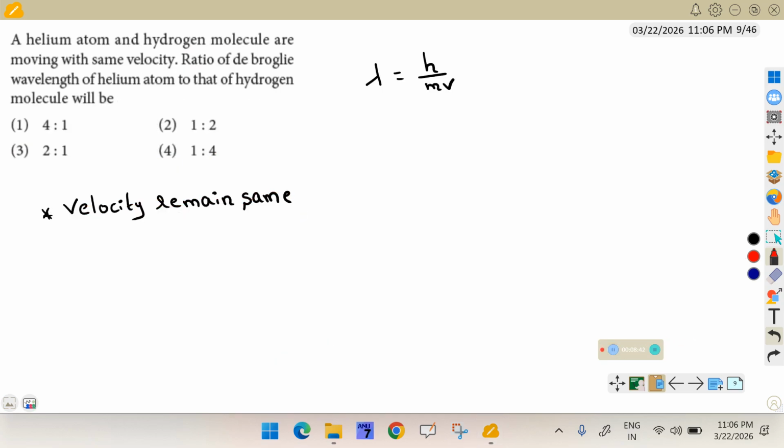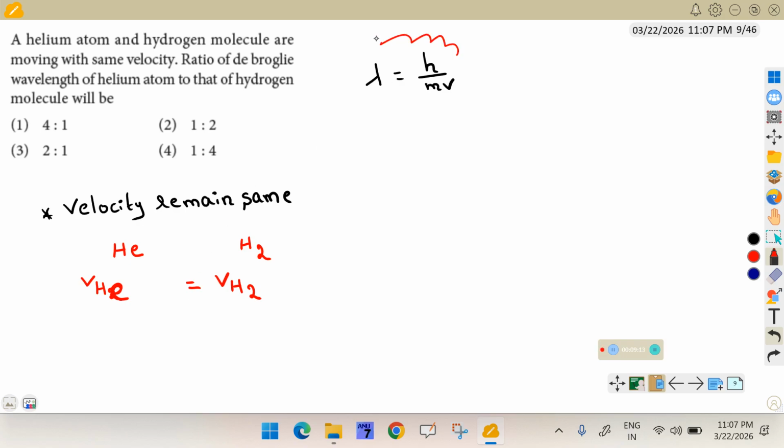A helium atom and a hydrogen molecule are moving with the same velocity. Velocity of helium is equal to velocity of hydrogen. The ratio of de Broglie's wavelength of helium atom to that of hydrogen molecule is?